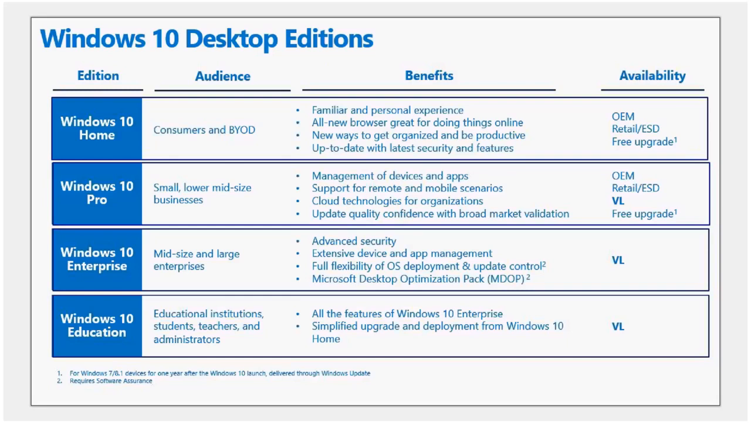Windows 10 Pro is geared towards small, lower, mid-sized businesses. It enables organizations to manage their devices and apps, and it has some advanced data protection. Pro devices are a good choice for organizations for CYOD scenarios, and it is as well available through pre-install on OEM. It's available through retail. Also through an upgrade is available through volume licensing, and we'll talk more about that.